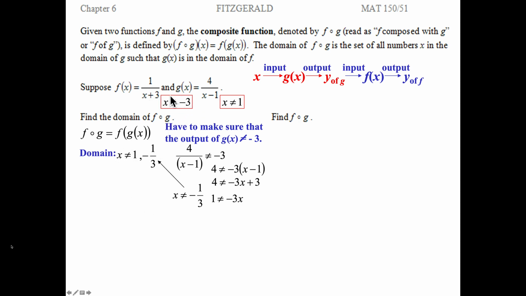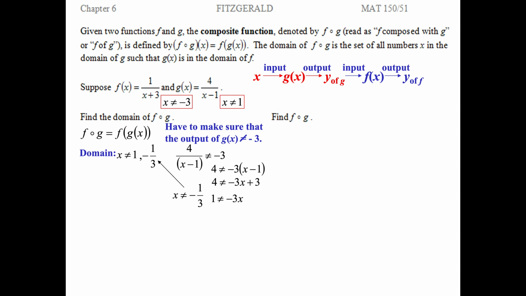Notice that it changed. It changed because this is when the g of x is going to create the negative 3, and I want to know what x-coordinate will create the negative 3 once I put it into the g function.